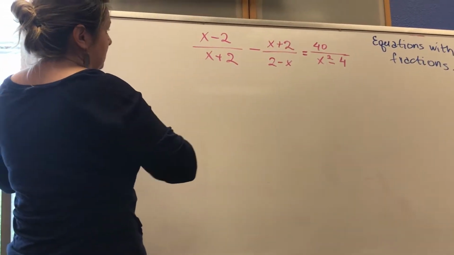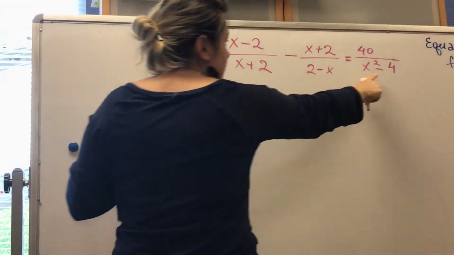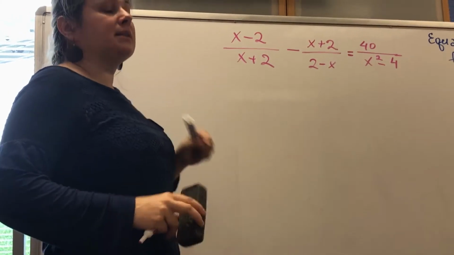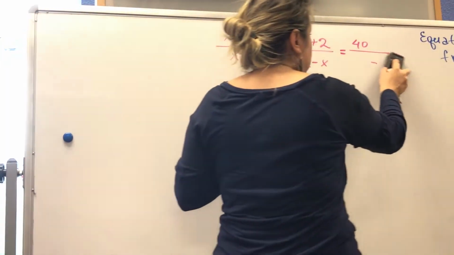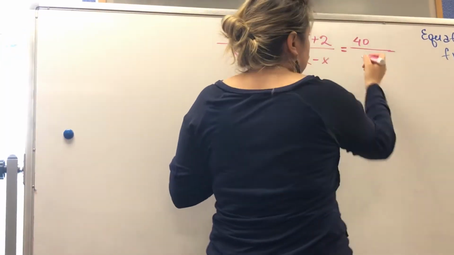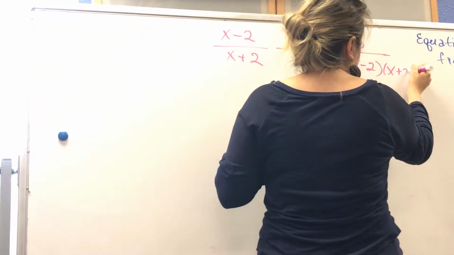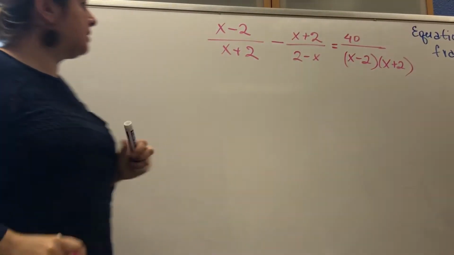What do I see, guys? X minus 2, x plus 2. How do we call it? The difference of squares. Thank you. Everybody saw that? Right, so it's the difference of squares.